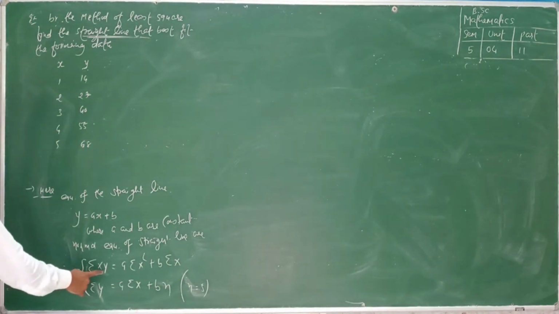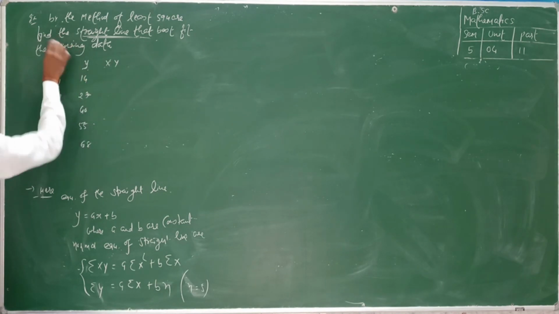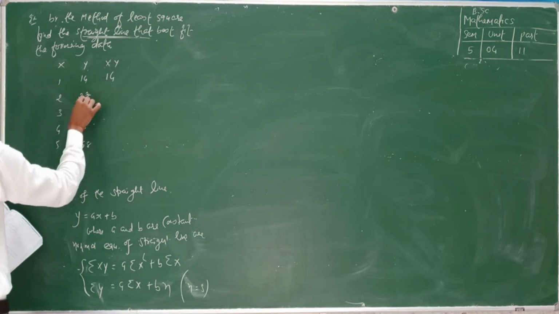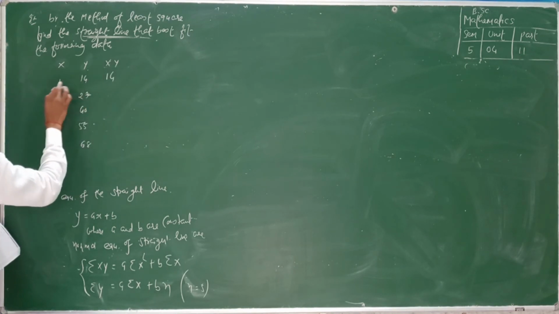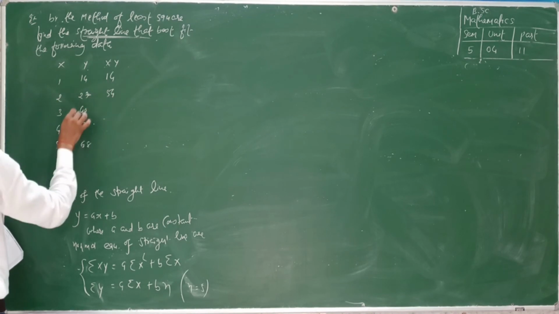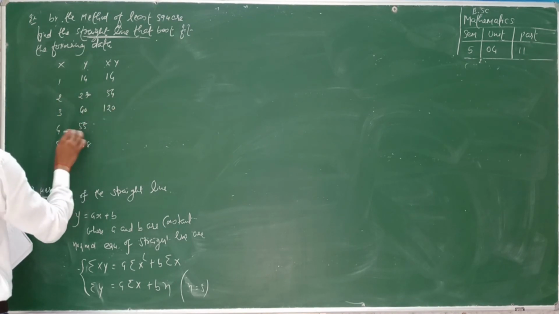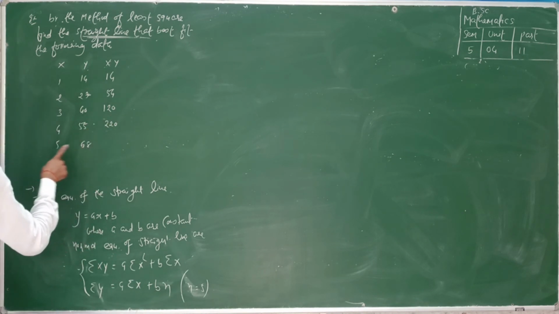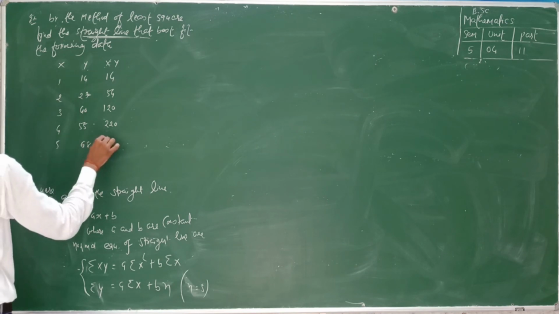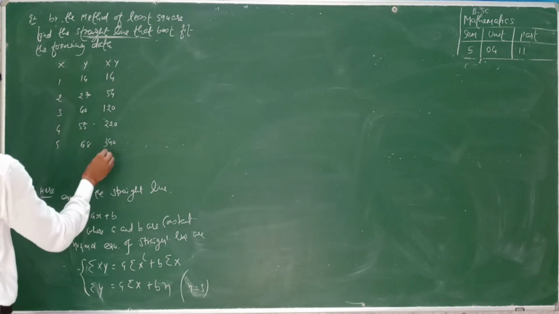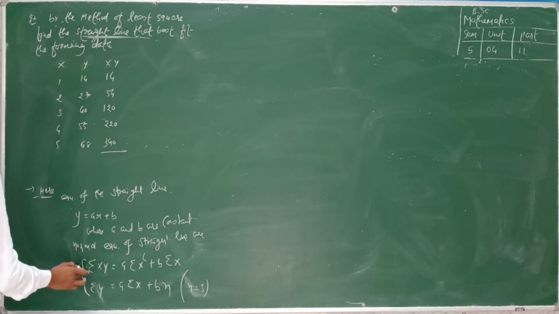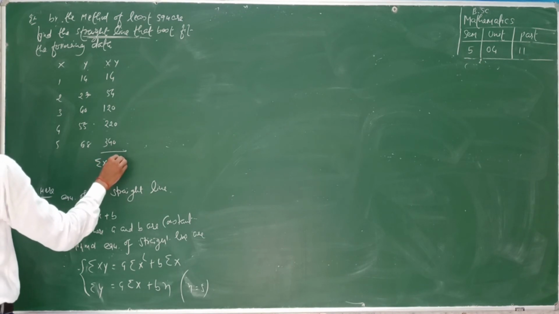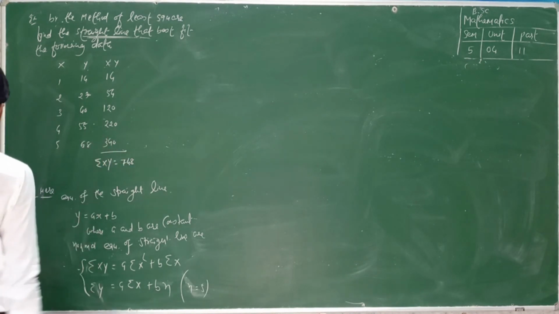So we find sigma xy, that is x into y, the multiplication of these two columns: 14 into 1, 27 into 2, 40 into 3 is 120, 55 into 4 is 220, and 68 into 5 is 340. Summing this column, sigma xy is 748.